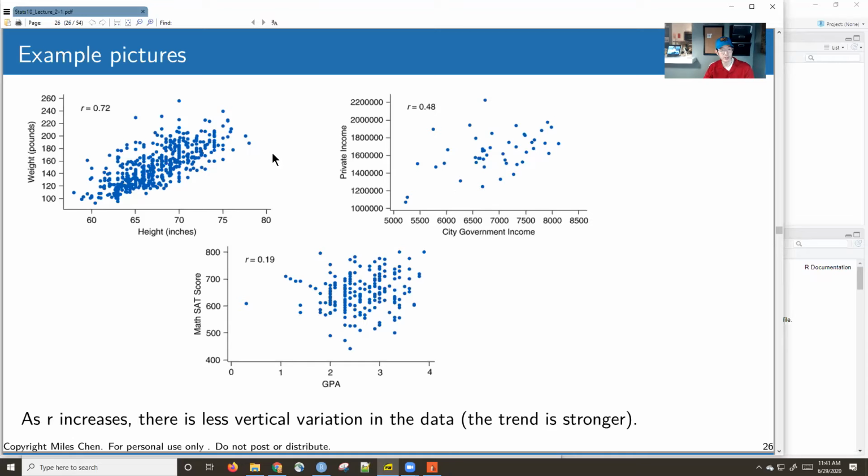And in all of these, these are all positive. We didn't show any plots of R being negative, but in general, as R increases, you get less and less vertical variation. They form something that looks more like a line. And as R goes down, you get something that looks a little bit more like a blob or cloud of points, right?